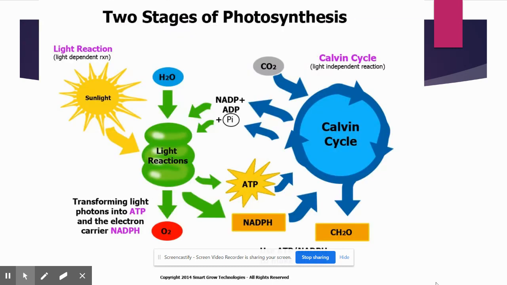Here are the two stages of photosynthesis in a different form. Light dependent: on the left, you've got sunlight and water entering the thylakoid to give the temporary energy molecules ATP and NADPH. And at the bottom of the light reaction, oxygen is released. Now, the light independent reaction, also called the Calvin cycle, takes those energy molecules and takes in carbon dioxide and releases sugar or glucose.